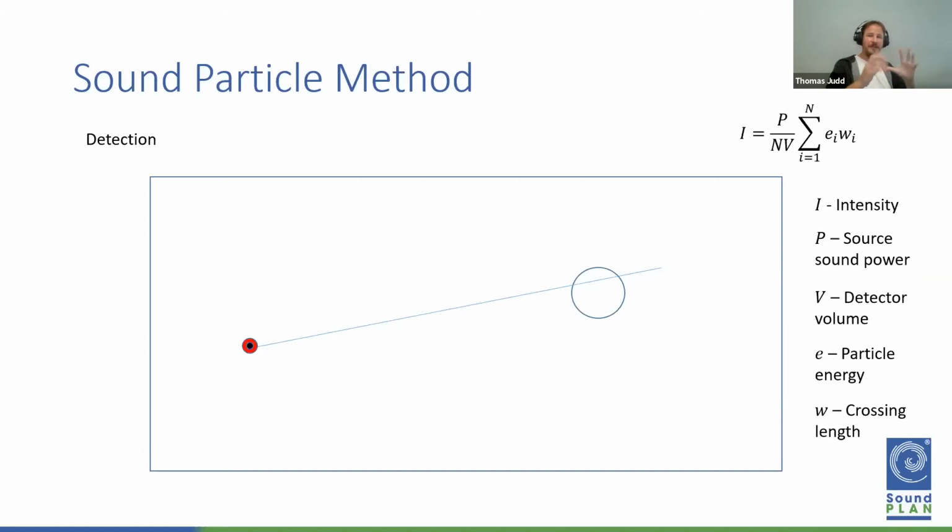The receiver has a finite spatial extent. And obviously, the bigger you make it, the more particles you can collect more rapidly, at the cost of some spatial resolution. So the particle flies through, we get the crossing length, and we get the energy dump that we need just there.